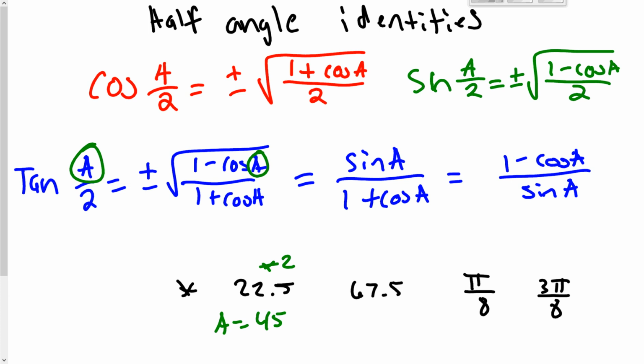This one would be 135, right? This one would be pi fourths. This one would be 3 pi fourths. Right, so those would be your A's that you're going to use. And then you'd find cosine of 45. You'd find cosine of 135. And then you take 1 minus that, and you'd perform the rest of the identity.